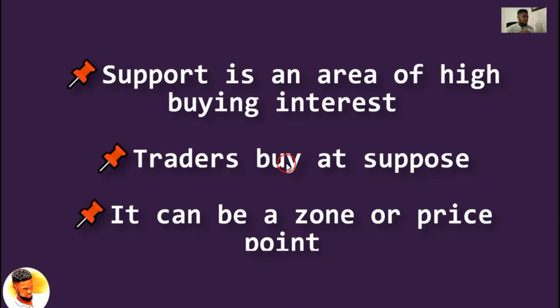Support is an area of high buying interest. Traders buy at support. It can be a zone or a price point, depending. For me, I believe it's a price point, not a zone. But you know, the market can have wicks and different brokers' platforms. So whichever way you believe, whether it's a zone or a price point, just stick with it.